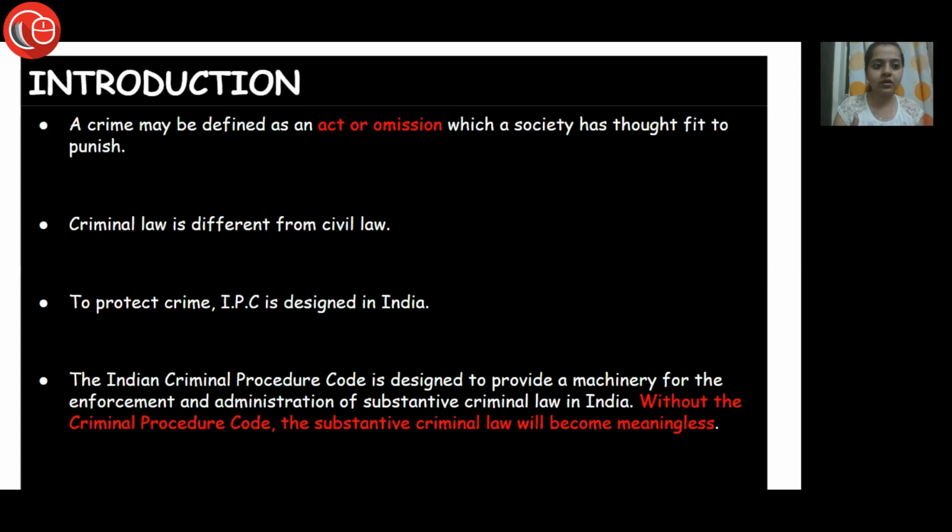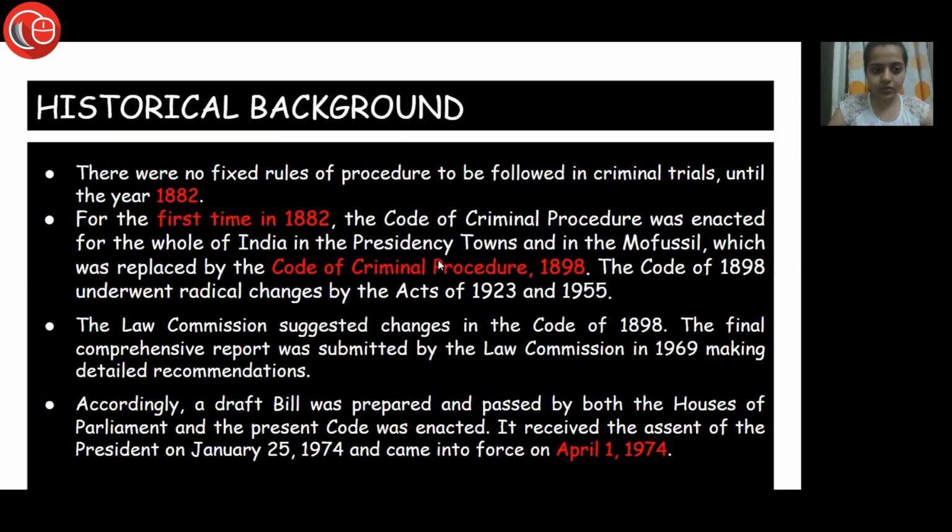For example, if a person has committed theft under section 378, suppose, how will he get punished? What should be the rules of proceeding? How should his trial be conducted? What evidence needs to be collected by the prosecutors, etc.? All those rules are mentioned in detail under the Criminal Procedure Code, which we'll be studying in future chapters. So let's move on now.